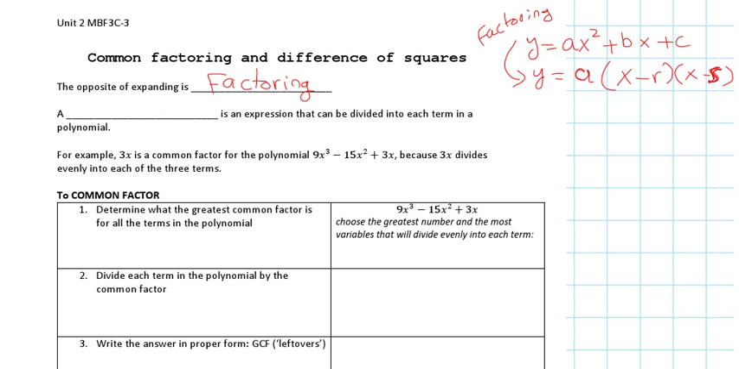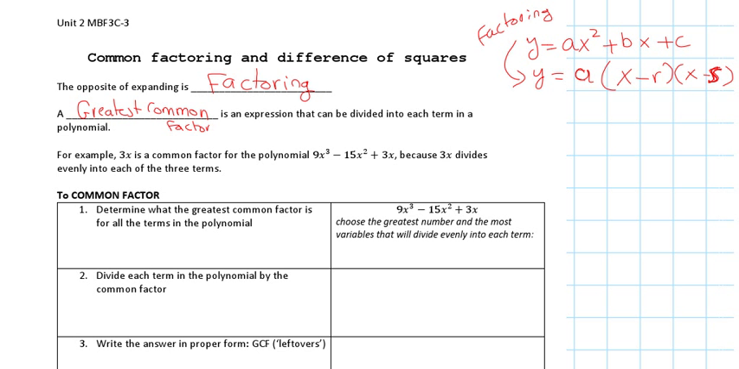Now, a greatest common factor is an expression that can be divided into each term in a polynomial. I say an expression because it's not only a number, it could be a number and a letter, or it could be just a number, or it could be just a letter. So let's look at what that means.